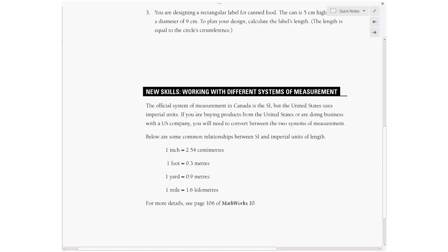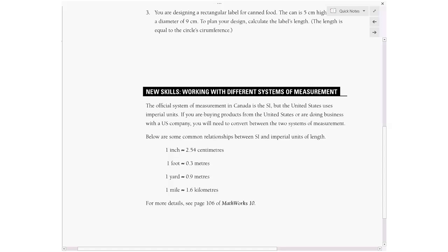We're going to look at working with different systems of measurement. So in Canada, our official system of measurement is SI, so that's Système International, which we sometimes also call metric. But in the US, they still use imperial units, and they don't show any signs of changing that anytime soon. They like to be different than the rest of the world.